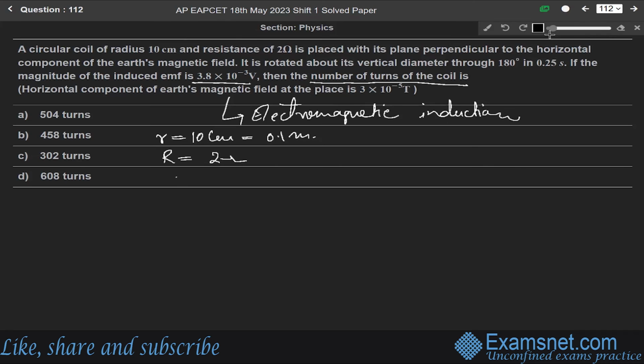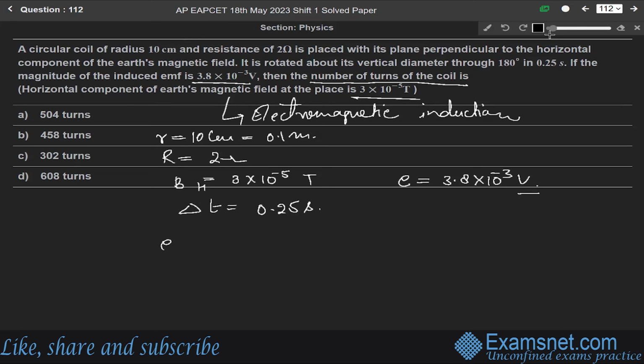So this magnetic field B is given as 3 into 10 to the power minus 5 Tesla. And delta t time is given as 0.25 second, and the induced EMF E is given as 3.8 into 10 to the power minus 3 volt. We have to find the number of turns of the coil.